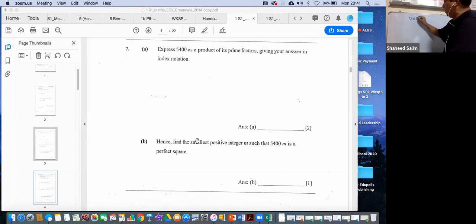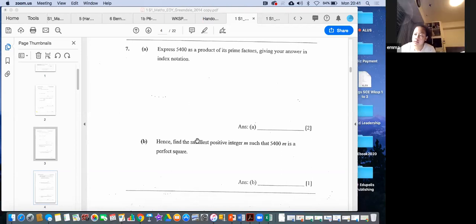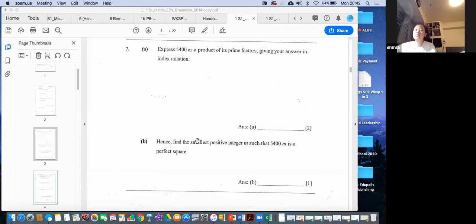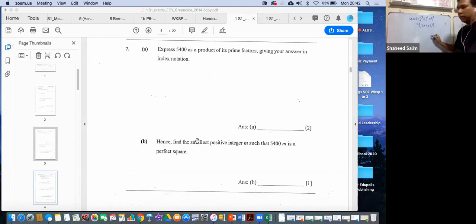What do you get? 2 to 3, times 3 to 3, times 5 to 2. Okay, so you need to make it into... What are you going to put in here? 2 times 3 times 5. So 2 times 2 is really 2 to the power of 2. There's one more 2. So this one must be 2 to the power of?